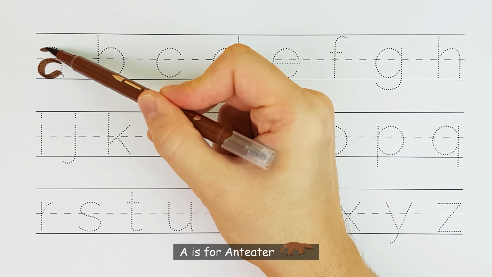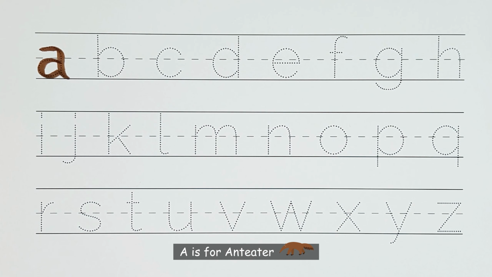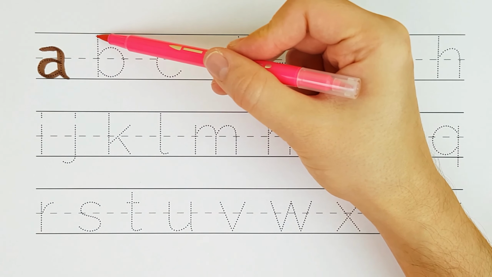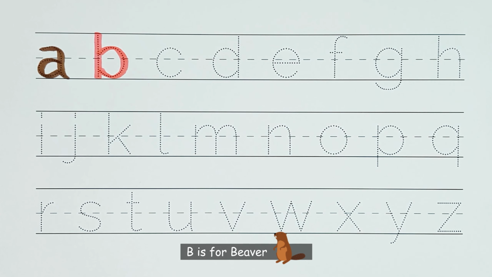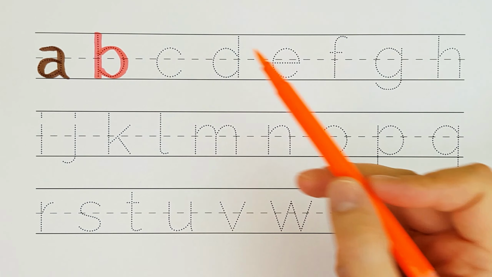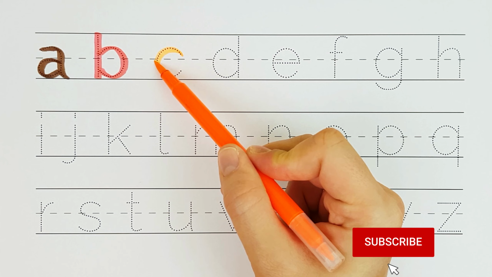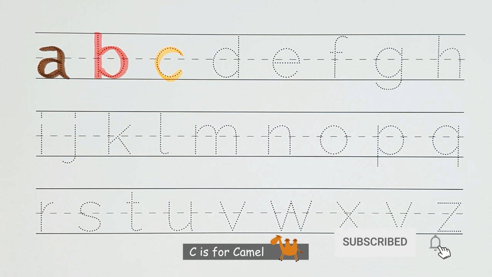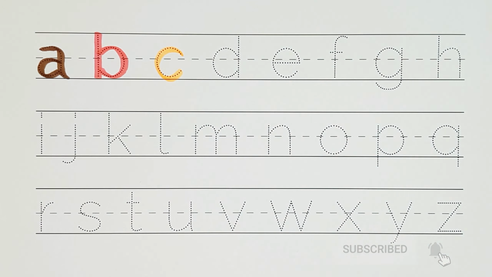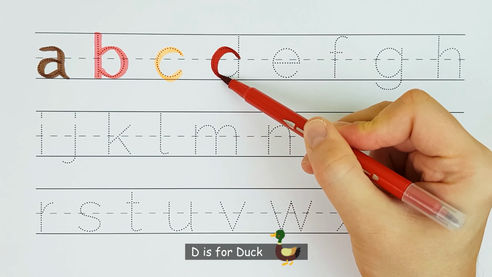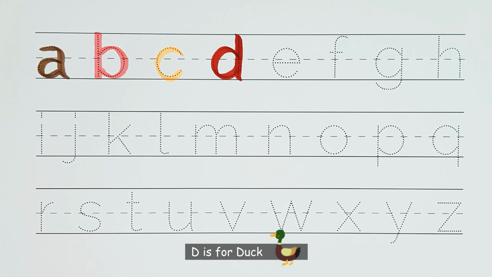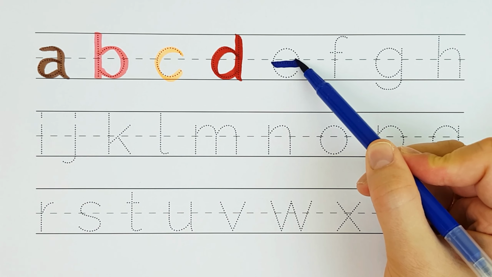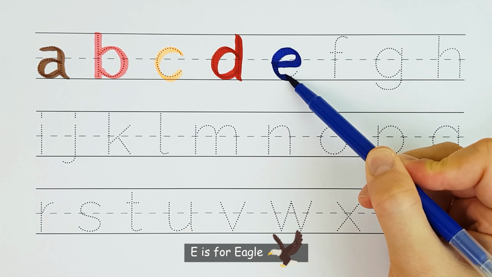A. A is for Cheetah. B. B is for Beaver. C. C is for Camel. D. D is for Duck. E. E is for Eagle.